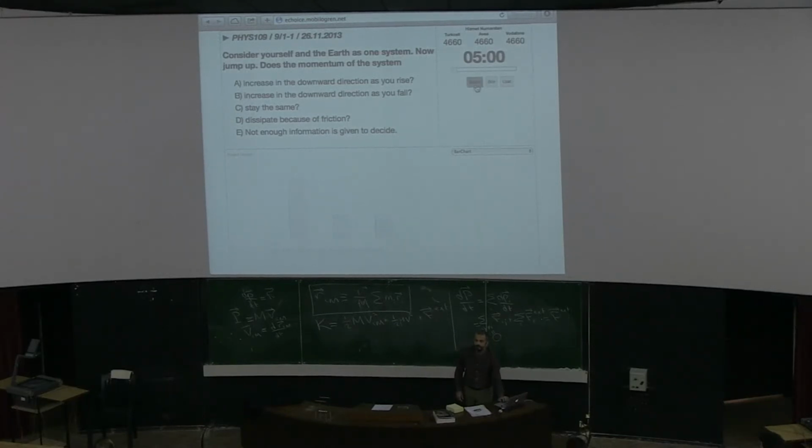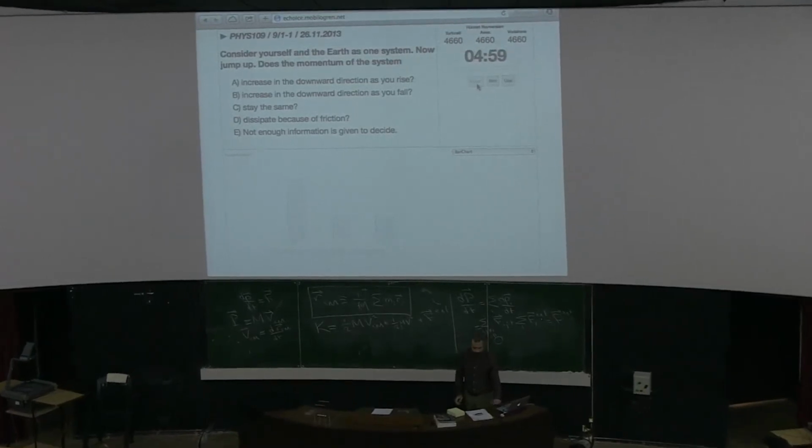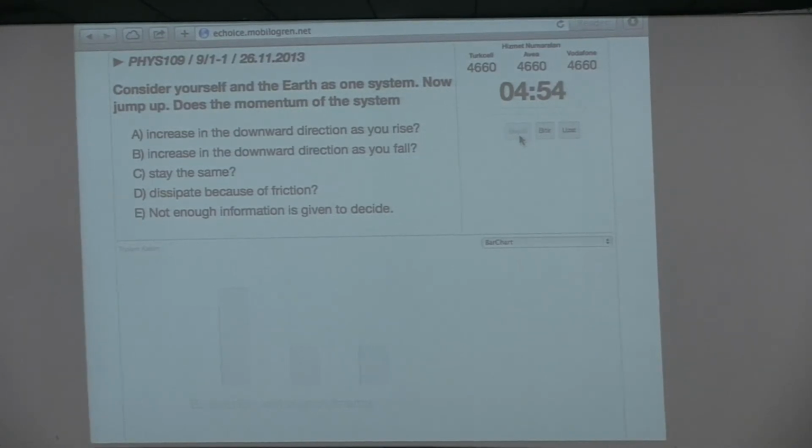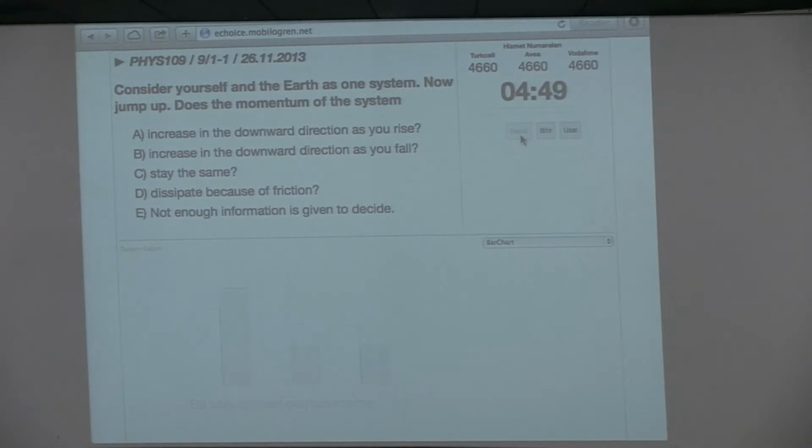This is a similar question. You have probably heard of the jokes about asking what happens if 1 billion Chinese jump at the same time. So this is what happens to the Earth as you jump. One different ingredient here is the friction. So how will the friction affect anything?